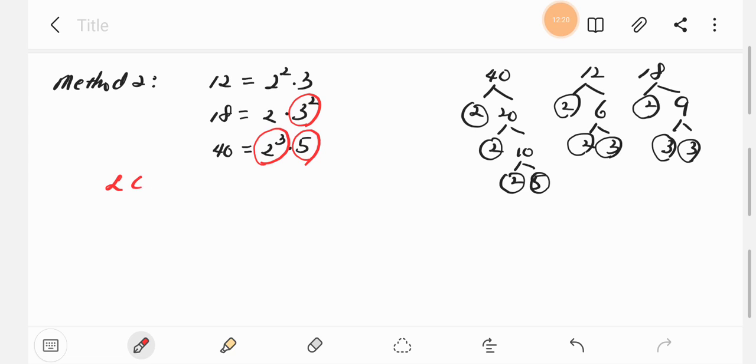So from here, the LCM is the product of all these circled numbers, right? So this is equal to 8 times 9 times 5. Then this is equal to 360. So 360 is the LCM, right?